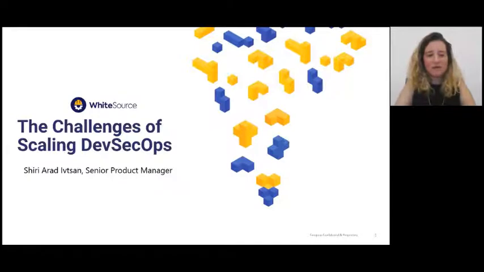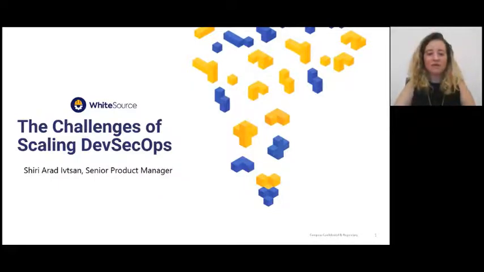So today we're going to discuss the challenges of scaling DevSecOps. If you are in the world of DevOps or security, you know that combining the two of them can be quite challenging. I mean, we have the security department, we have the development and operations department, and then we want to combine all of them. And another important thing is that we want to do it not only in one team or one department, we want to do it across the entire organization. And this is another part of the challenge.